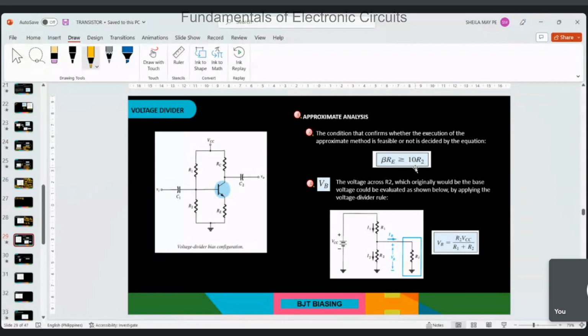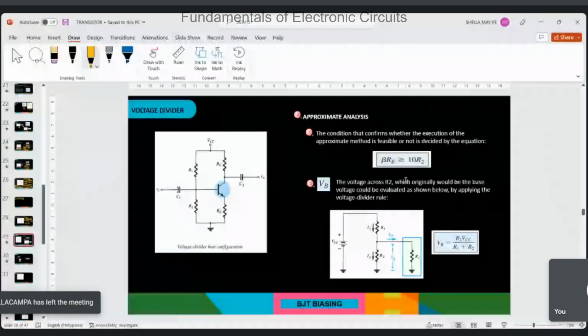Okay, it's the same with the voltage divider. The voltage across R2, which originally would be the base voltage, could be evaluated as shown below by applying the voltage divider rule. So that's VB equals R2 VCC divided by the sum of R1 and R2. Now, once VB is determined, the level of VE can be calculated from VE equals VB minus VBE.